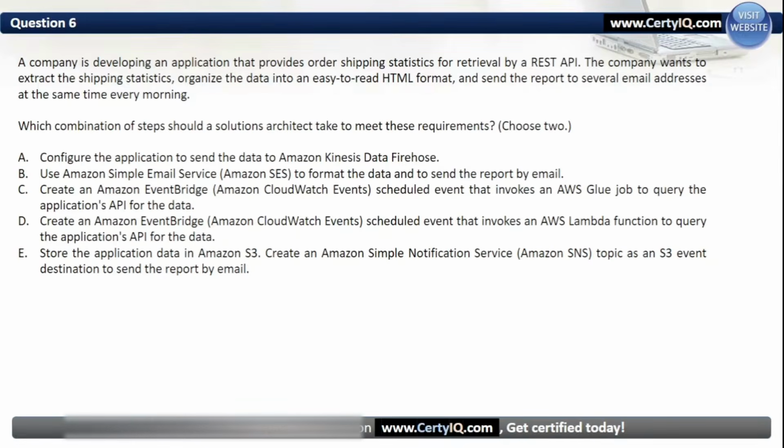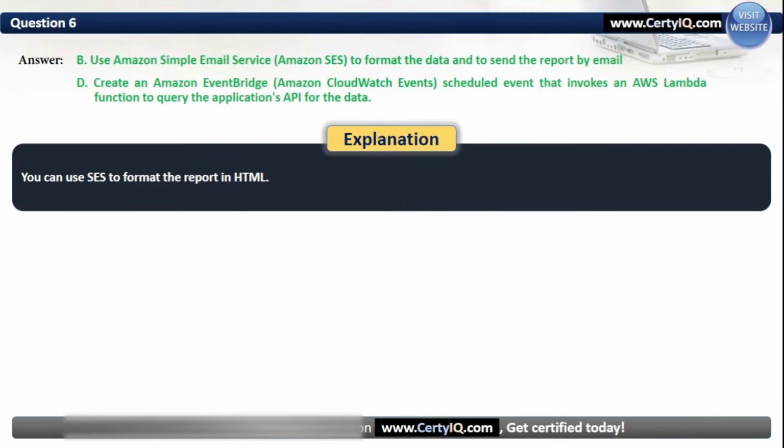The correct options are B and D, that is, use Amazon Simple Email Service to format the data and to send the report by email. Create an Amazon EventBridge scheduled event that invokes an AWS Lambda function to query the application's API for the data. You can use SES to format the report in HTML.